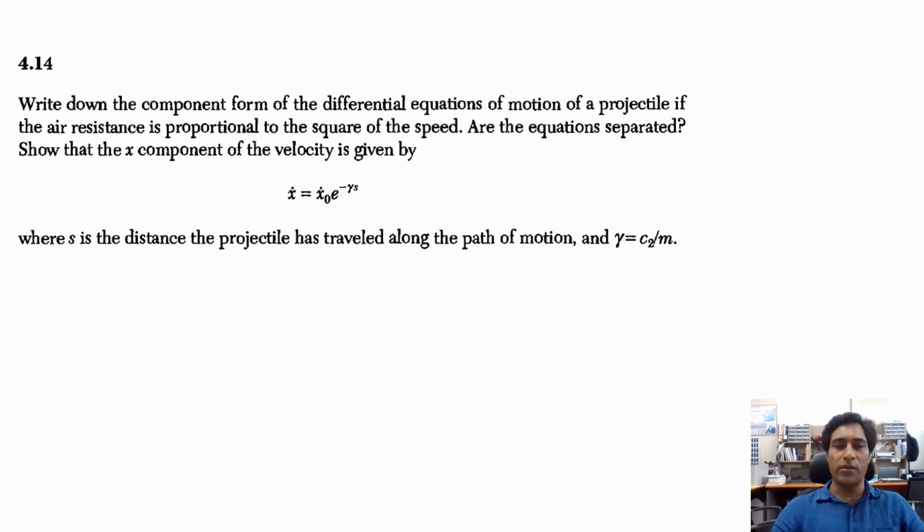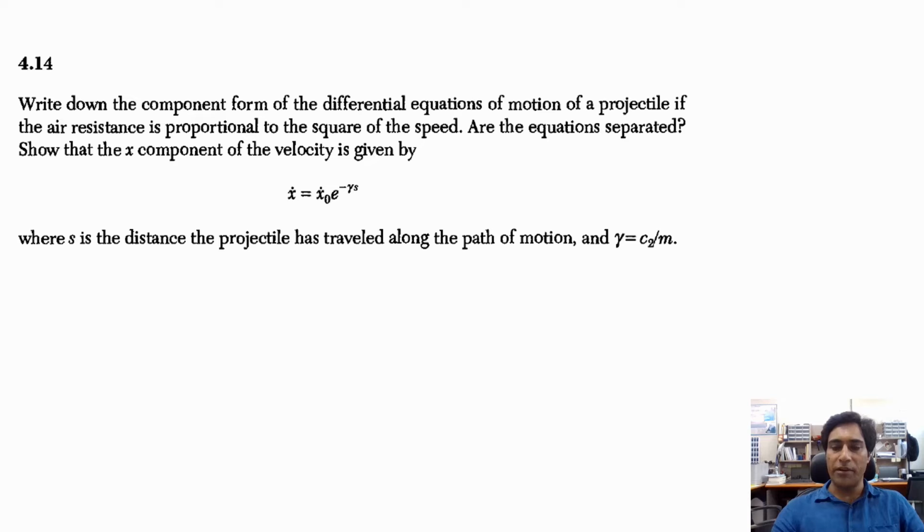So it is given in the problem that the air resistance is proportional to the square of speed. It means the speed of the projectile is very high. If the speed is low, then it is very common that the air resistance grows linearly with the speed. But in this case, the air resistance is proportional to the square of the speed.